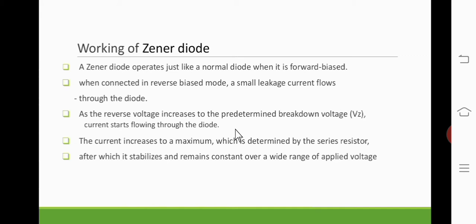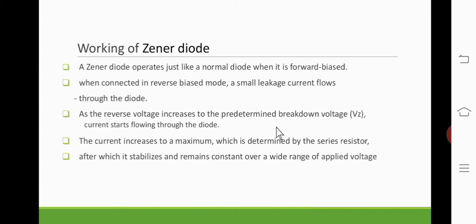But what happens when it is reverse biased? Okay, when it is connected in reverse bias, a small leakage current flows through the diode. As the reverse voltage increases and reaches the breakdown voltage, current starts flowing through the diode.